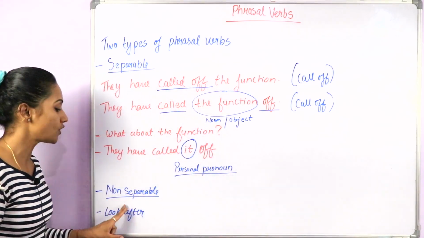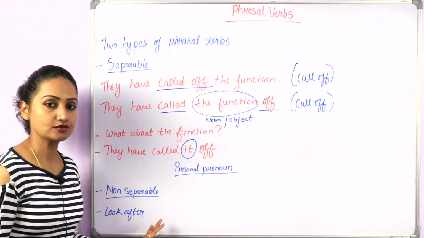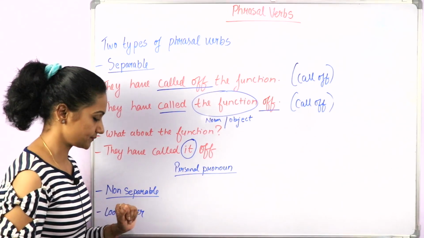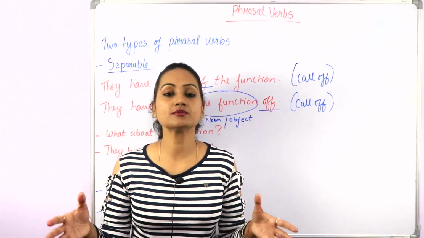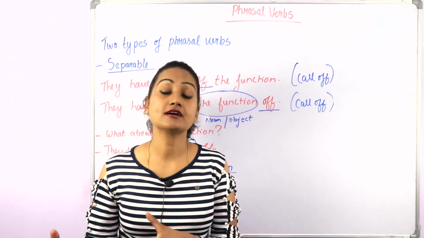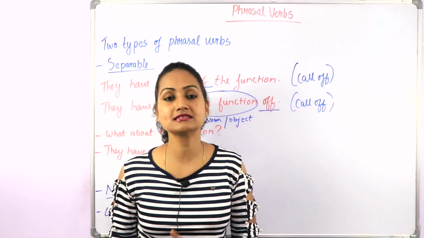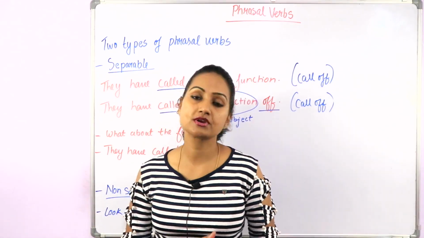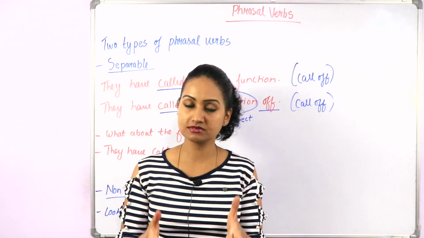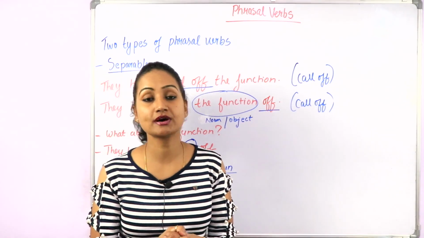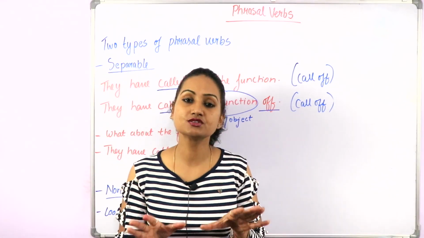Now second is non-separable phrasal verbs like look after. So look after has to come together. I have to look after my parents. I have to look my parents after is incorrect because it's a non-separable phrasal verb. So these are two categories of phrasal verbs. One is separable, second one is non-separable.